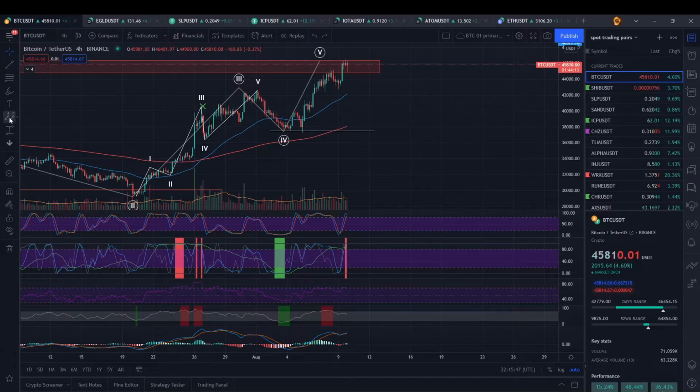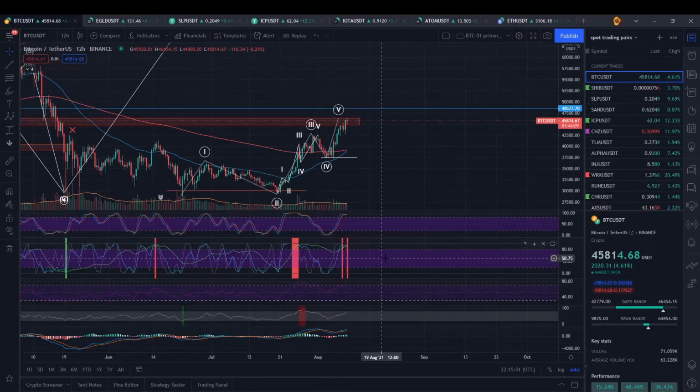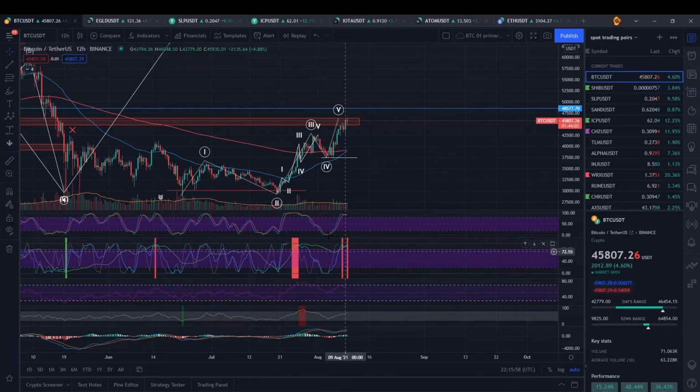When you go to the higher time frames, let's just go to the 12-hour for example, this still looks like the same move, but it's diverging. Here you can't see much.